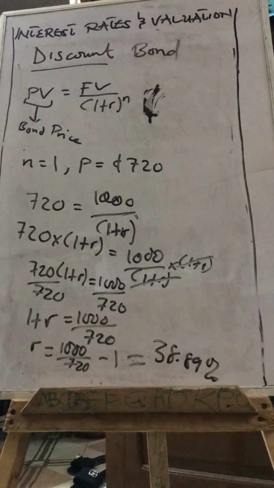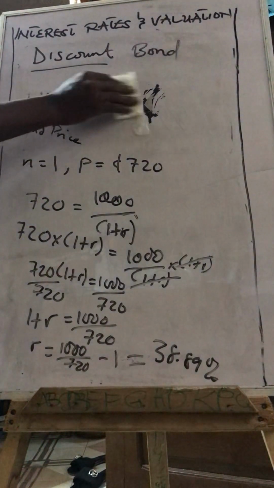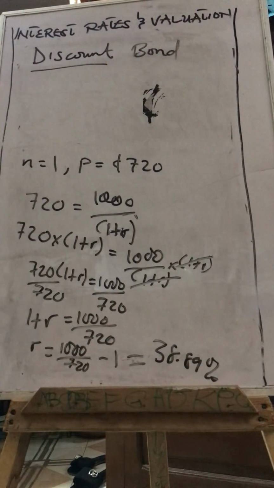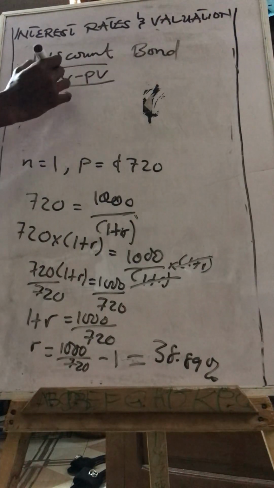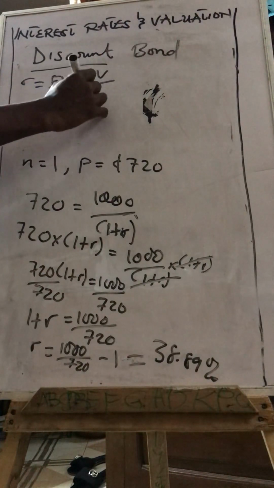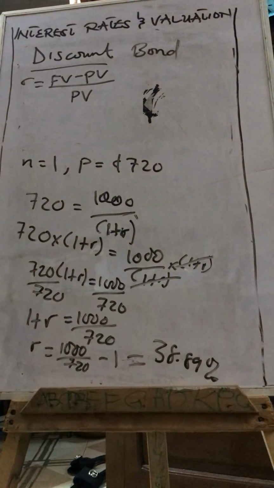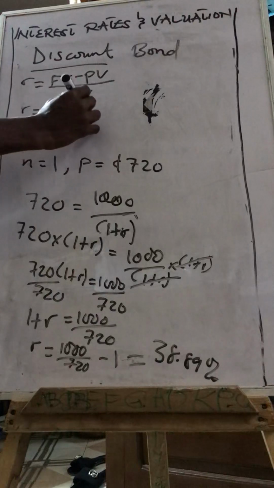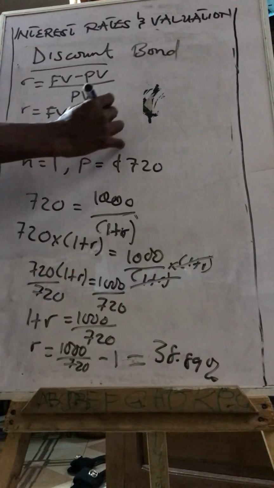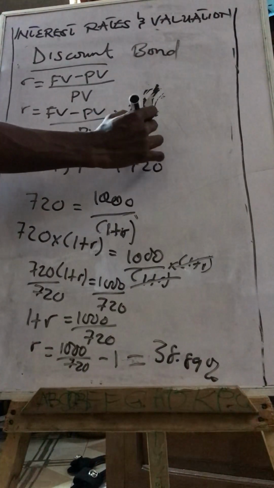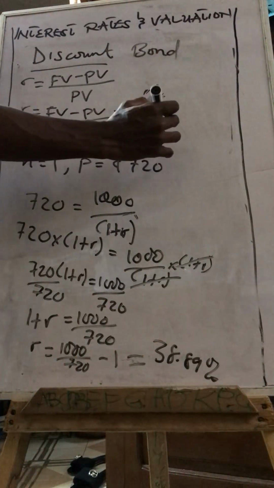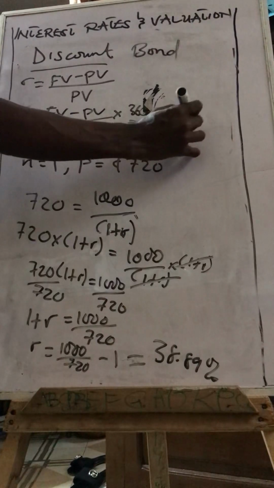Now the formula for the yield to maturity on a discount bond could also be summarized in a particular way. You can summarize it as r equals FV minus PV divided by PV. We can also have the same r equals FV minus PV over PV times 360 divided by number of days to maturity.